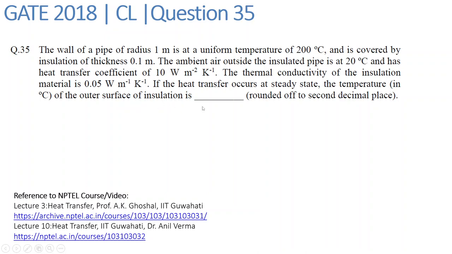So in the earlier question, we were given an unsteady state problem, and in this question, we have been given a steady state problem, whereby we have a pipe which has been insulated with a material, and we have to find the temperature at the outer surface of the insulation. So let's look at the video solution.